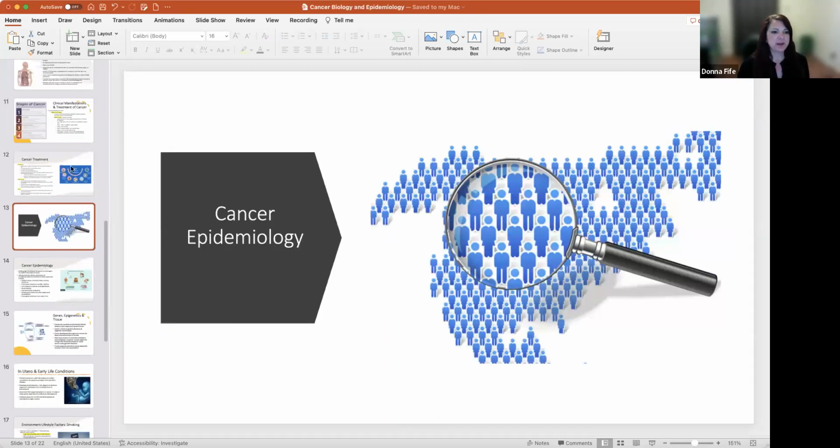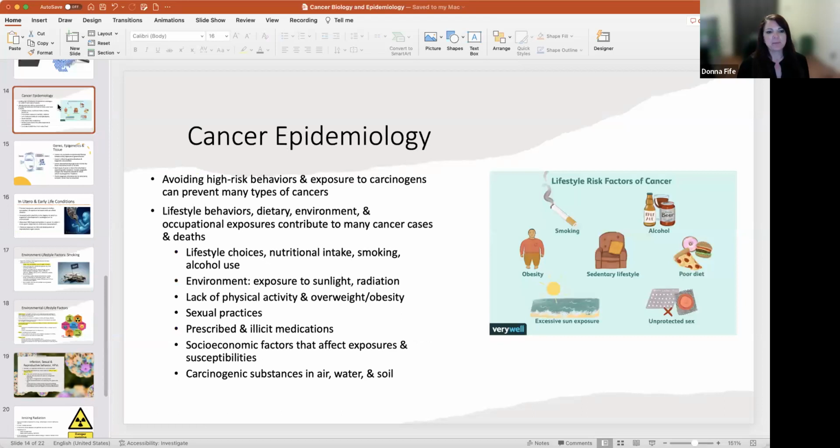Okay, cancer epidemiology. Avoiding high-risk behaviors and exposure to carcinogens can prevent many types of cancers. Lifestyle behaviors, dietary, environmental, and occupational exposures contribute to many cancer cases and deaths. Lifestyle choices, nutritional intake, smoking, and alcohol use all can contribute to cancer development. The environment: exposure to sunlight causing skin cancers or radiation causing different types of cancers.